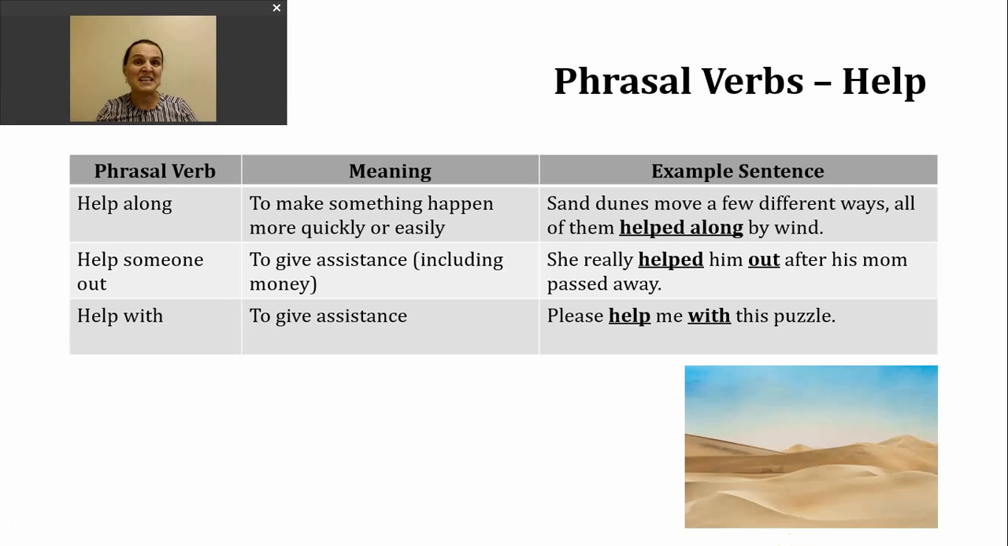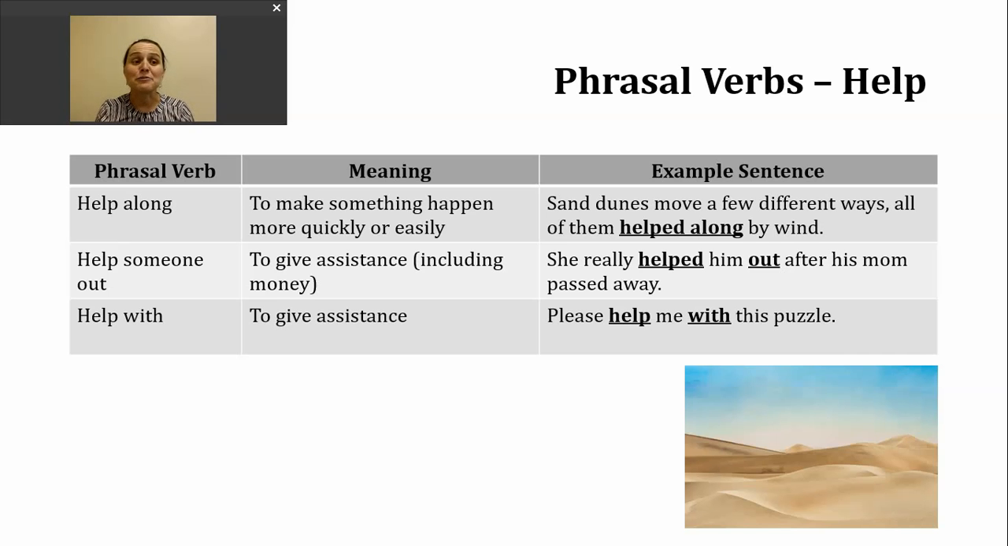just these mounds, I guess in other words, are formed of sand. This is a sand dune. So what this is saying is their shape is moved in a few different ways, but they're all moved more quickly or moved more easily due to the wind.